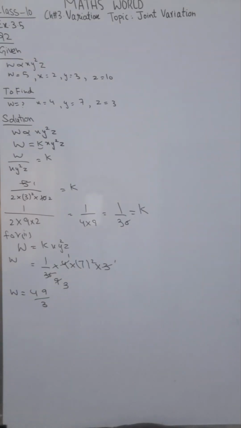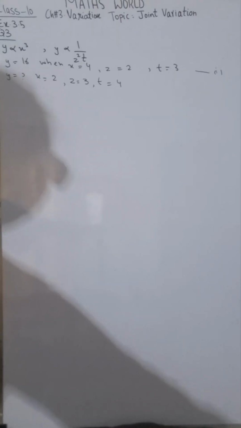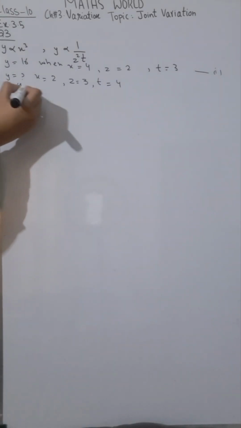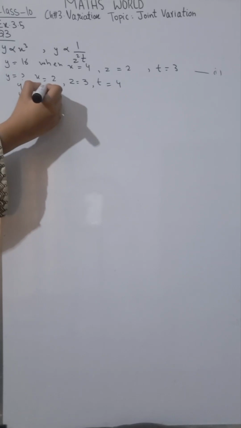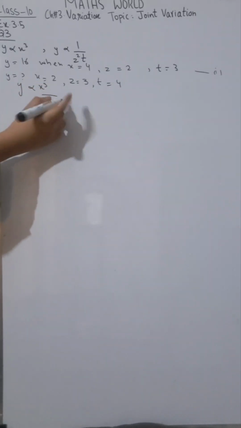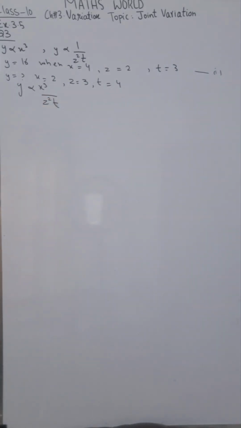Now let's solve the third part of this question. Now let's proceed with the video. Question number 3. Y is directly proportional to x cube and y is inversely proportional to z square t. So now guys, in this video you are provided with both of the variations, direct and inverse. So for the joint variation case, you can write it like this: y is proportional to x cube divided by z square, and the third variation is t, like this.